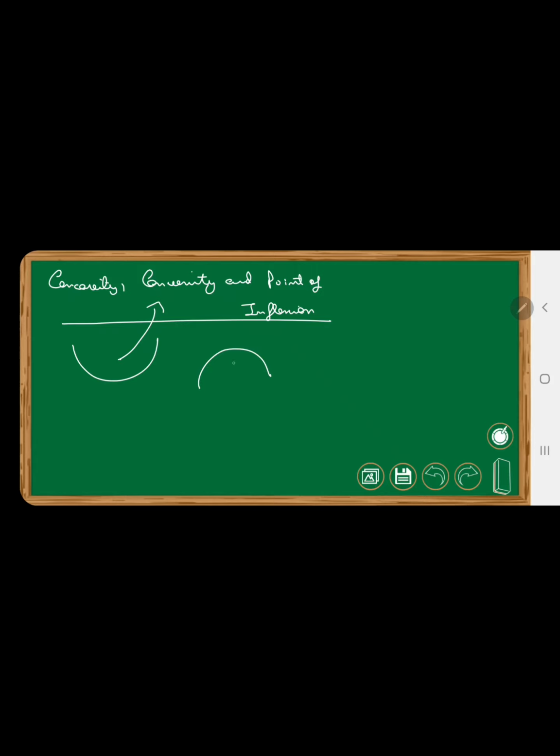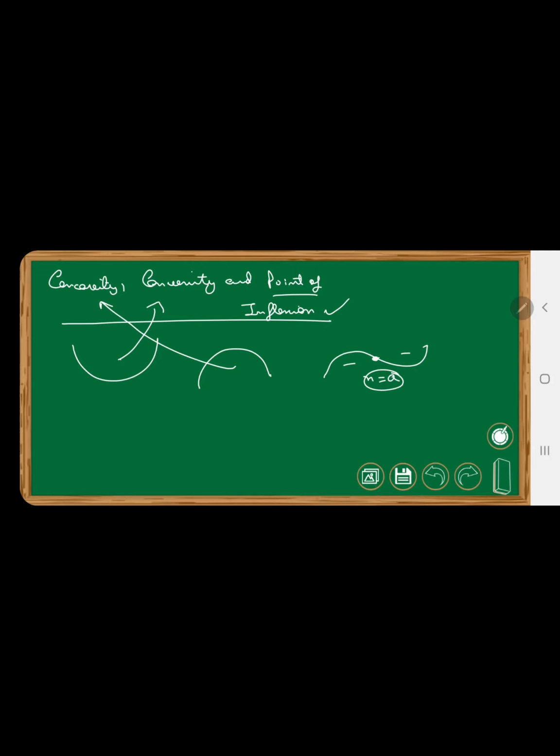Next, if we talk about topics like concavity, convexity, and point of inflection, so basically this sort of a curve is called convex, this sort of a curve is called concave, and if you have this sort of a curve where the convexity and concavity changes at some point, say x equals a, then this point is said to be the point of inflection.